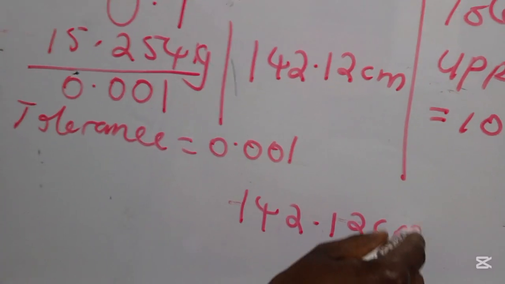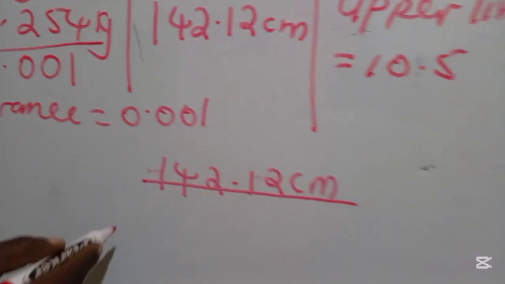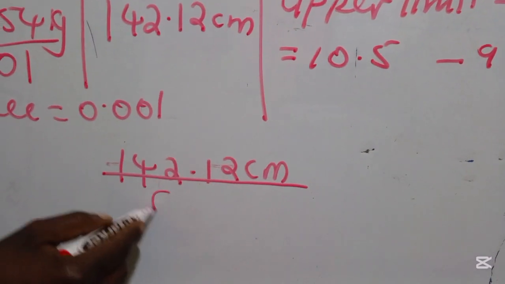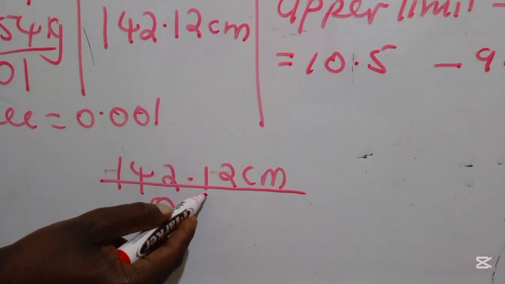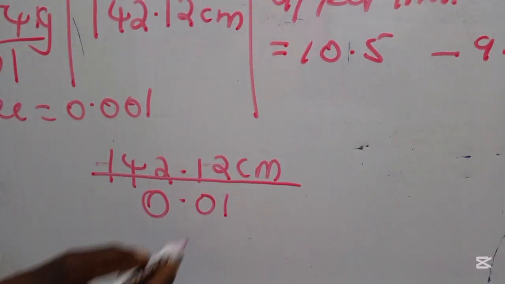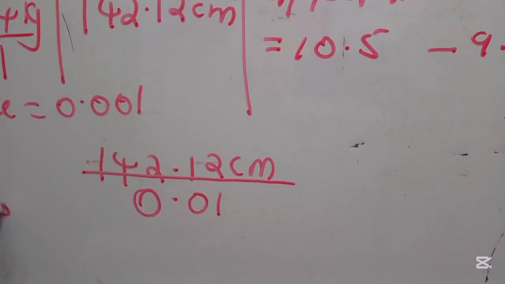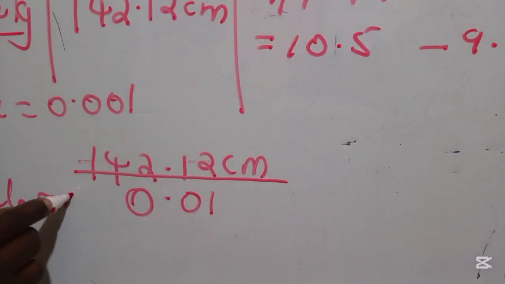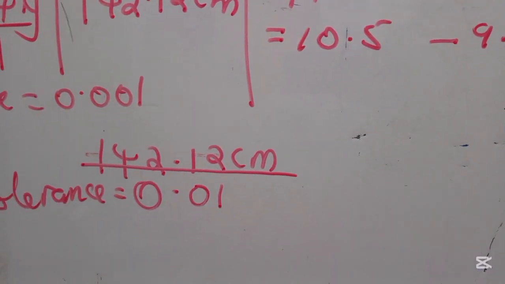Another one, they have told us that it is 142.12 centimeters. How do we find the tolerance? Ladies and gentlemen, we said you say over the whole number part replaced by 0. You maintain the point. Is 1 the last digit? No. Is 2 the last digit? Yes. So my tolerance for this one will be 0.01.